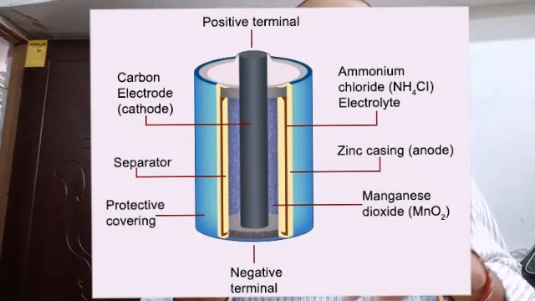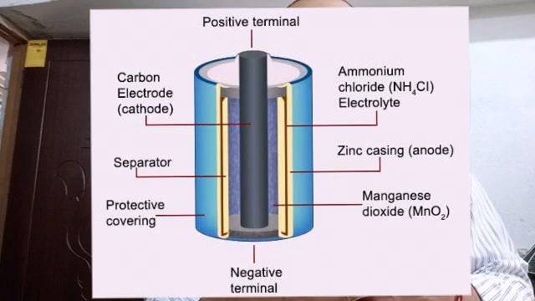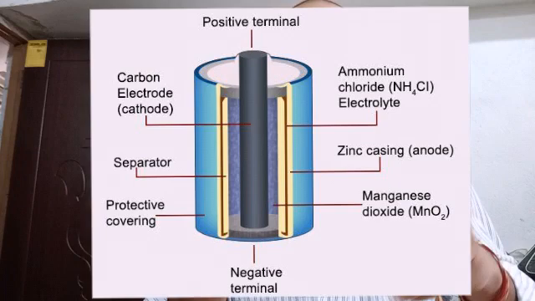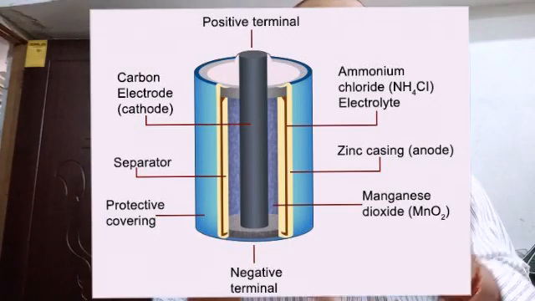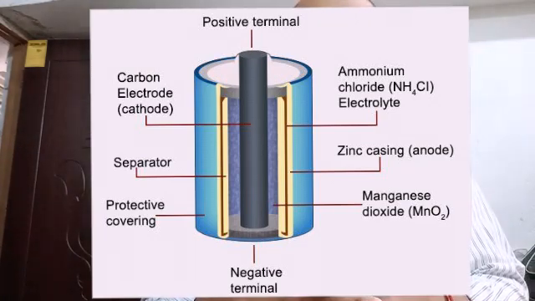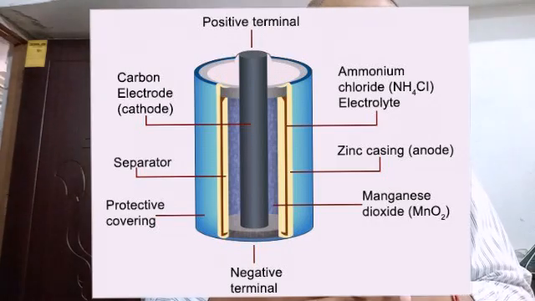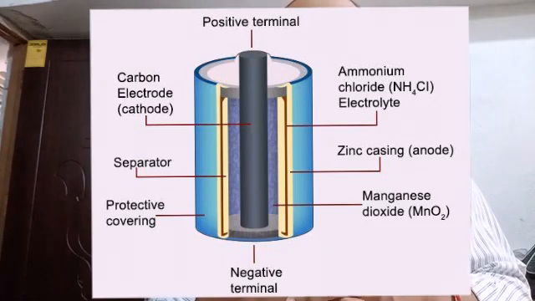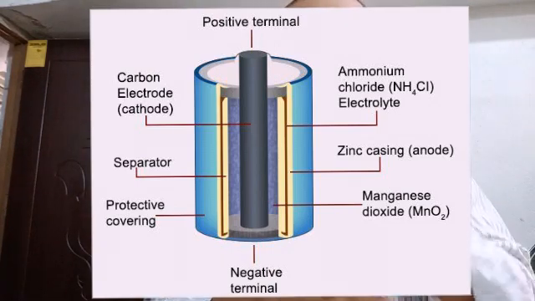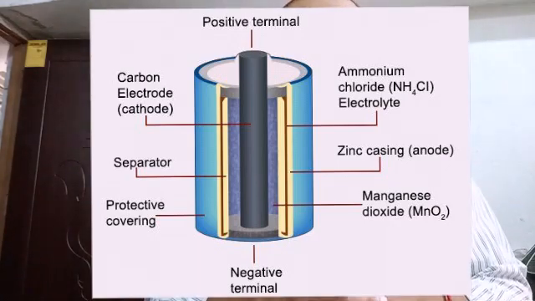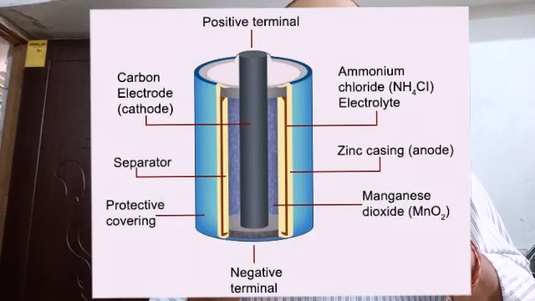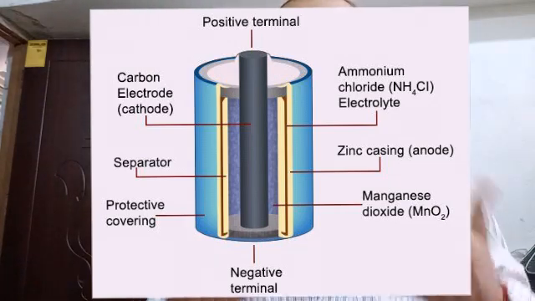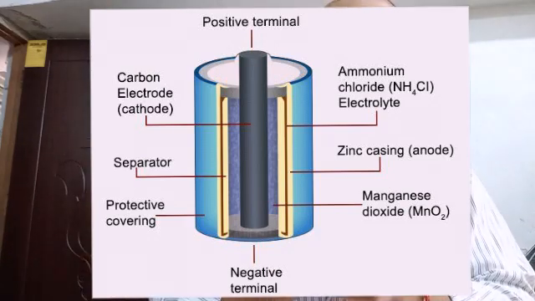Now when we use this electric cell, after a certain period of time these chemicals are used up. So now the dry cell is not able to produce electricity. Then what will happen? We have to replace it with a new one. After replacing it with a new one, we will find that it works very smoothly.